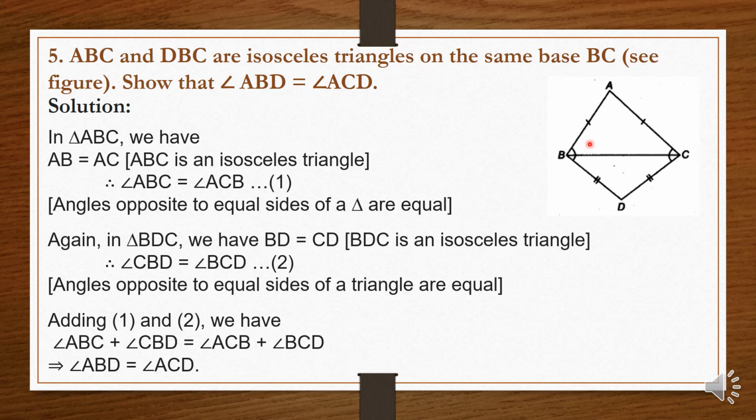You can also substitute some values here. You may say that this angle is X, this angle is X, this angle is Y, and this is Y. So X plus Y here will be equal to X plus Y here. Since this angle is coming as X plus Y and this is also coming as X plus Y, therefore we can say these two angles are equal. You can choose any method to write it.